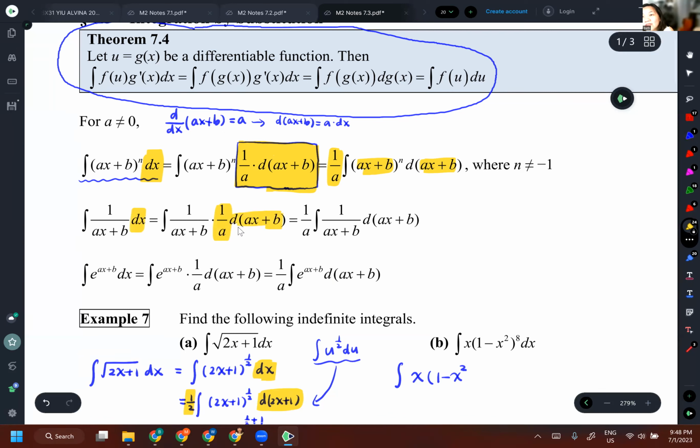Basically, you think like, oh, you're multiplying a and then you're dividing a. Okay, and then you can integrate. And then you use, in this case, formula C, you know what I mean? In this case, this is equal to 1 over a log ax plus b plus c.